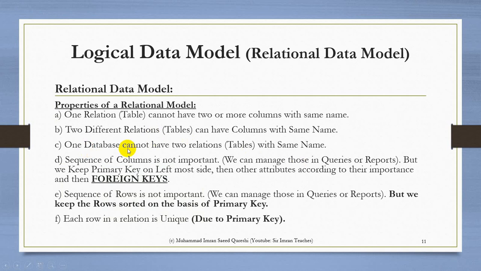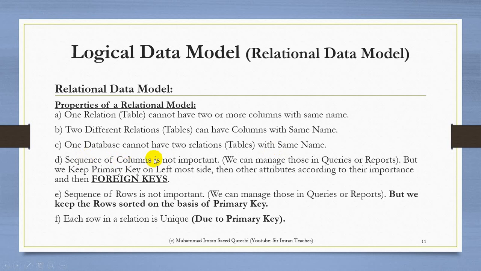Then one database cannot have two relations or tables with the same name. Very simple thing. If I have one database file, I cannot have two tables with the same name. Like two tables with the name student cannot appear in that particular database, right?